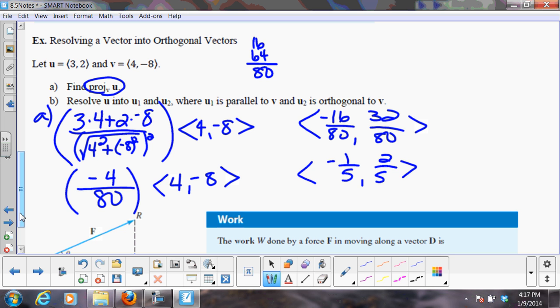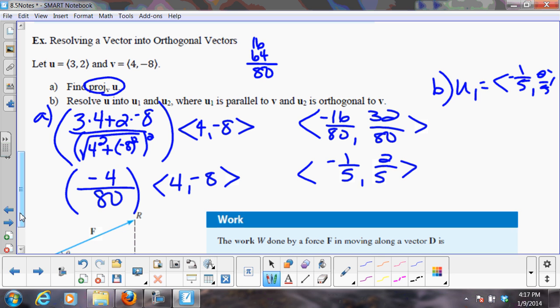And then it says resolve u into u1 and u2, where u1 is parallel to v and u2 is orthogonal to v. That's a whole lot of words. All right, well, u1 is just what we just did. This is u1. So for part B, that is u1. Because if you look up at the box above, it says u1 is the projection of v onto u.